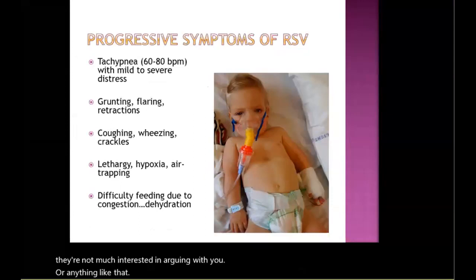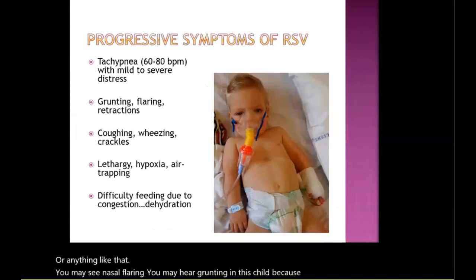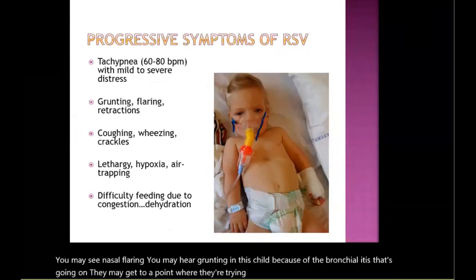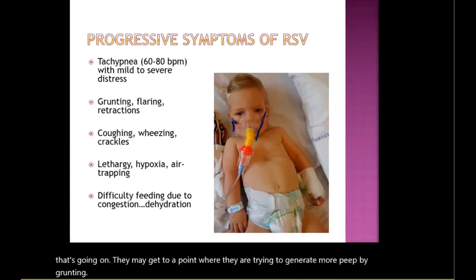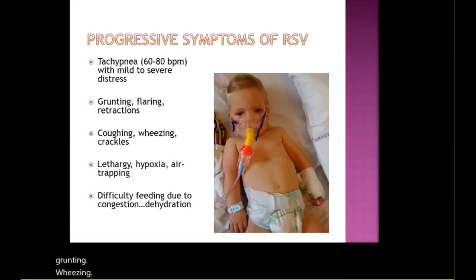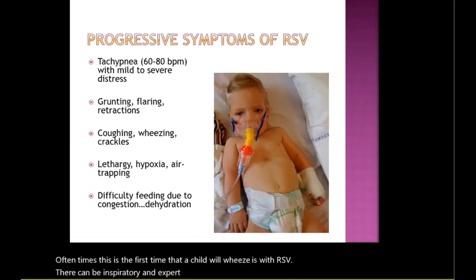You may see nasal flaring. You may hear grunting in this child because of the bronchiolitis that's going on. They may get to a point where they're trying to generate more PEEP by grunting, wheezing. Oftentimes, this is the first time that a child will wheeze is with RSV. That can be inspiratory and expiratory, or just expiratory, or varied throughout the course.